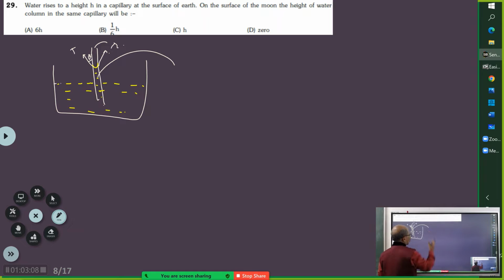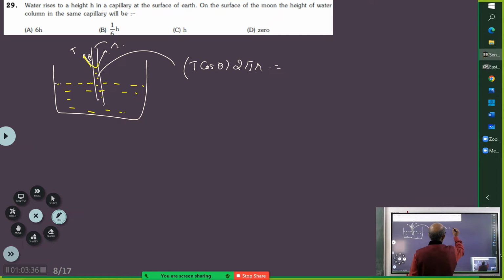Okay, so therefore the total upward force, see this total upward force, will be T cos theta into 2 pi r, the radius, T into the line. I suppose you got this. This is the total upward force. This will be equal to the mass of the liquid here, into g.